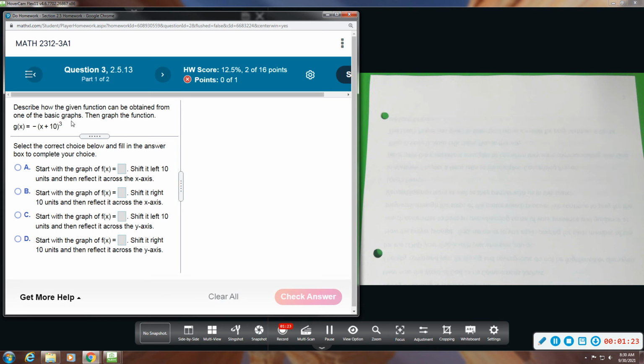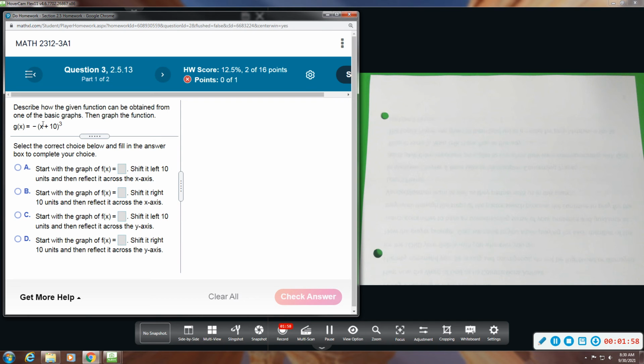Okay. Number 3, again 2 parts, so it looks like we're going to describe it and then graph the function, yes. So we want to do the transformation of negative parentheses x plus 10 to the third. All right, so notice that the plus 10 is in the grouping symbol with x, so that's going to shift it left or right. It's going to shift left because of the plus 10. And then the negative out here is going to flip it across the x-axis, or reflect it across the x-axis.